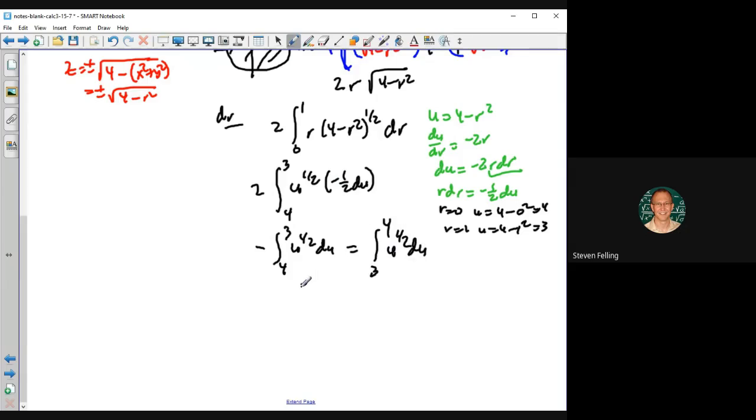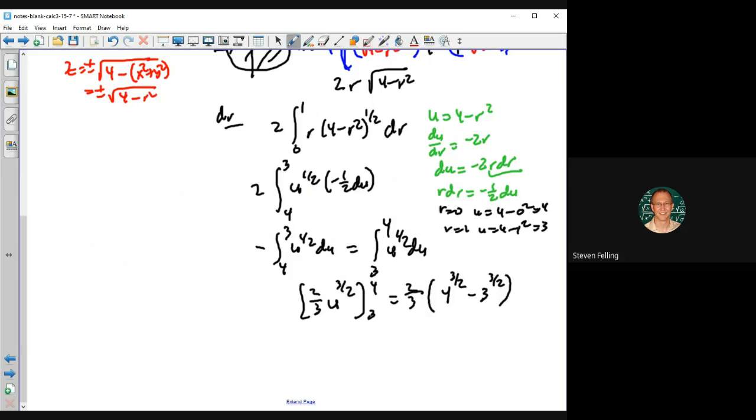Now let's actually do the antiderivative. When you add 1 to that, you get 3/2. Dividing by 3/2 is 2/3. So 2/3 u to the 3/2 from 3 to 4. 2/3, and then I'm going to have, let's see, 4 to the 3/2 power minus 3 to the 3/2 power. I would probably grab a calculator at this point, just to make sure I don't make a silly error.